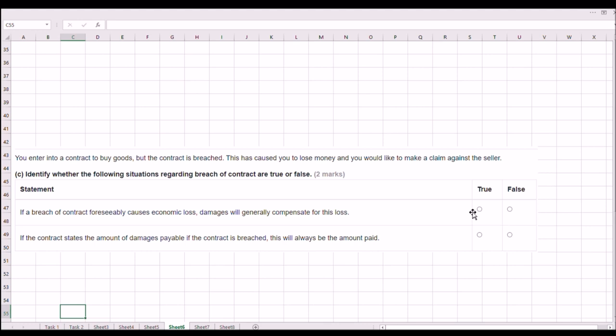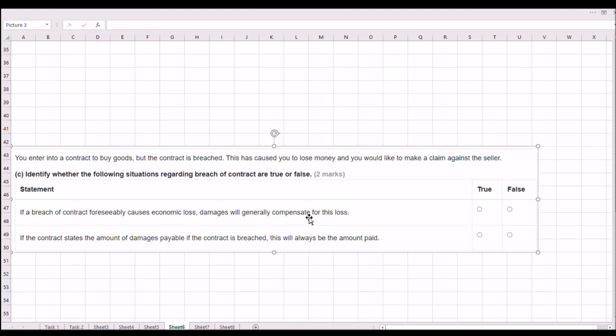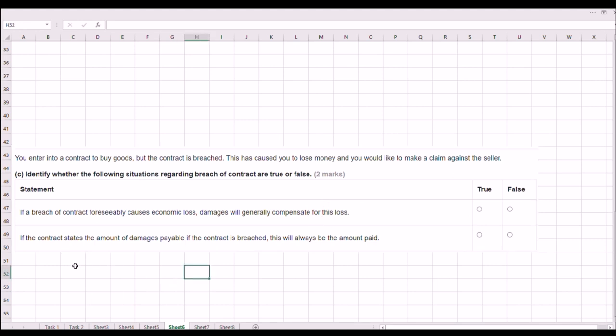Typically, contracts include limitations, and they don't extend to loss of profit. If that clause isn't in the contract, which it wouldn't be at AAT level 2, we can have compensation for the loss. Next: if the contract states the amount of damage payable, if the contract is breached, this will always be the amount paid. Notice here, "will always" is our little alert register going on.